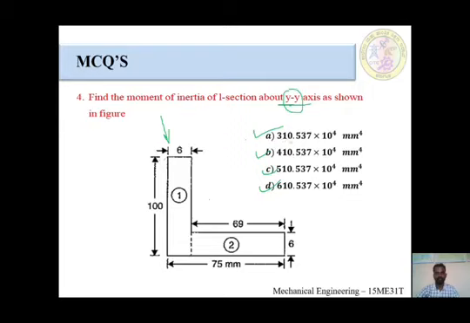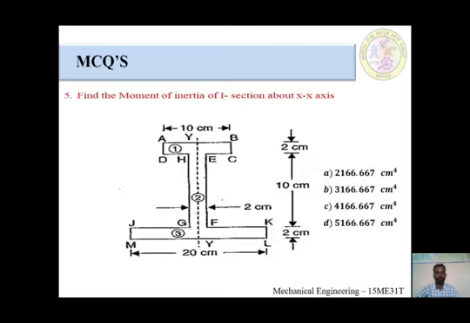First answer is 310.534 into 10 raised to 4 millimeter raised to 4. Second one is 410.537 into 10 raised to 4 millimeter raised to 4. Third is 510.534 into 10 raised to 4 millimeter raised to 4. And the fourth option is 610.537 into 10 raised to 4 millimeter raised to 4.